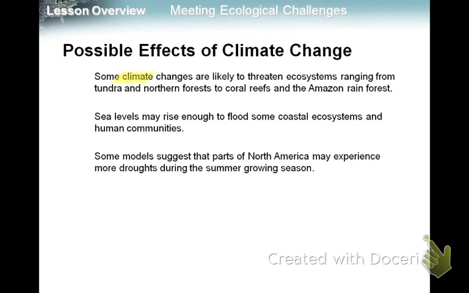Some climate changes are likely to threaten ecosystems ranging from tundra, northern forests, coral reefs, the Amazon rainforest. Sea levels may rise enough to flood coastal ecosystems and human communities. Some models suggest that parts of North America might experience more droughts during the summer.